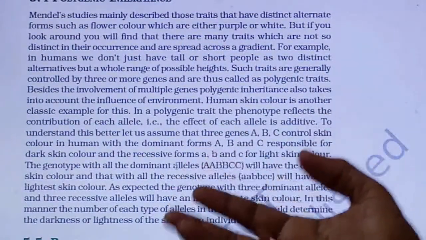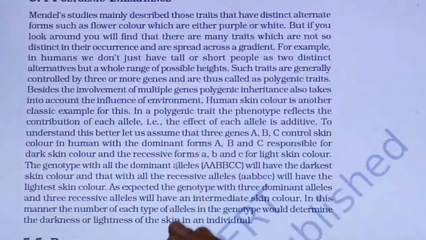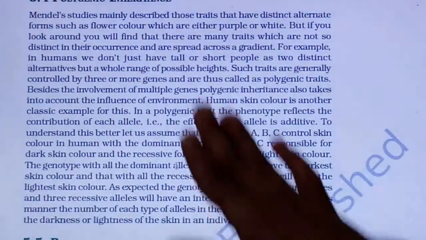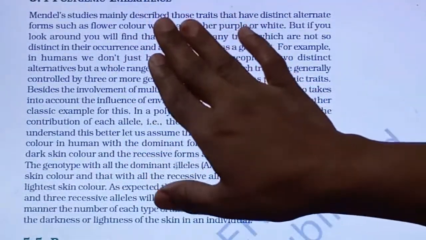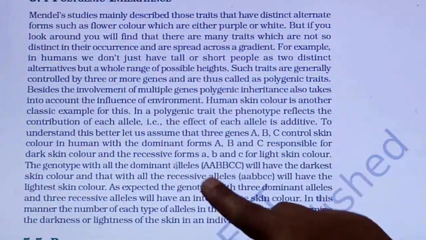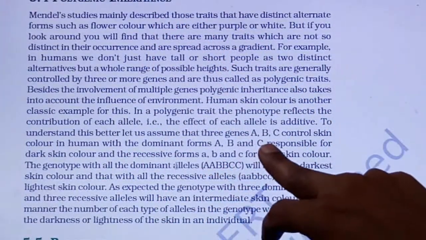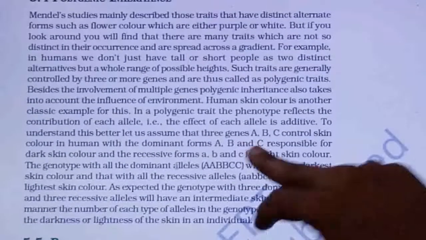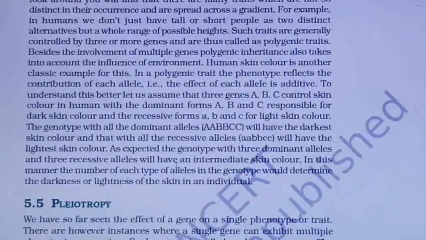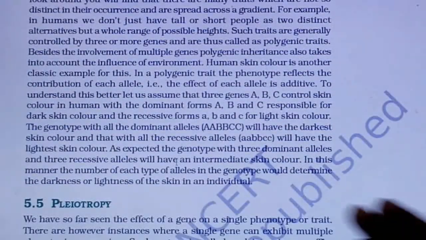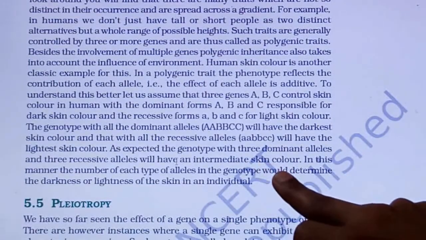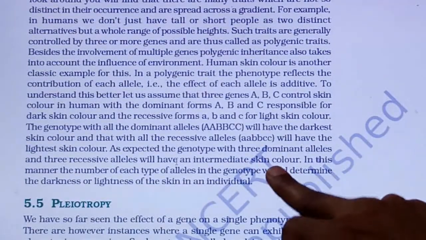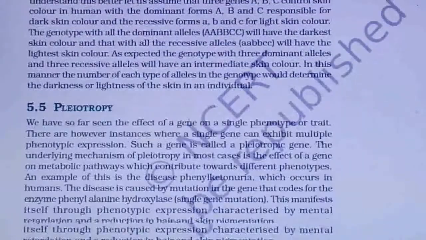Whenever more than 2 genes are inherited, and we study them for the next generation or the next to next generation, it is said to be polygenic inheritance. Here 3 genes are given, A, B and C, and the best example of this is skin color, right? That's why we find different skin tones in the population.